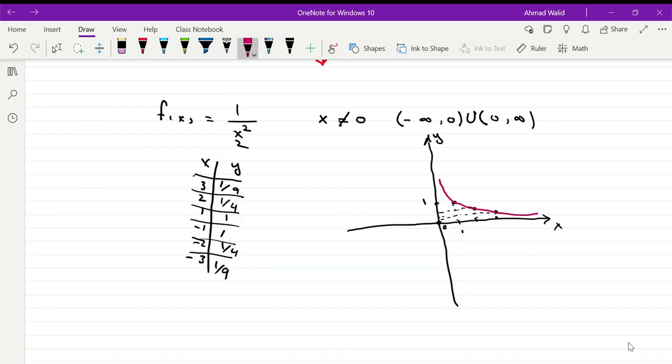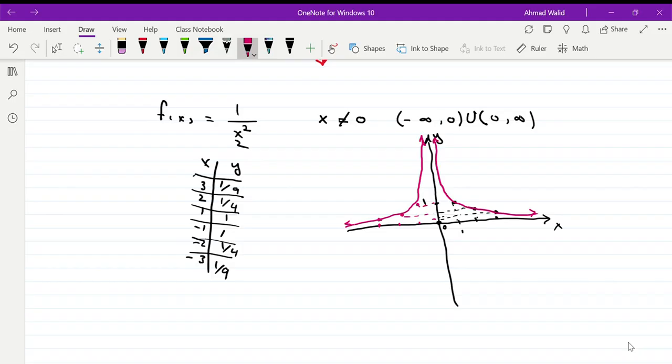If I graph this, this will be the shape of your graph. It shouldn't touch the x-axis. It shouldn't touch the y-axis. Same way, when x is -1, y is 1. When x is -2, y is 1/4. When x is -3, y is 1/9. It means the other side of the graph will be like this, on this side. This is the graph of 1 over x squared.